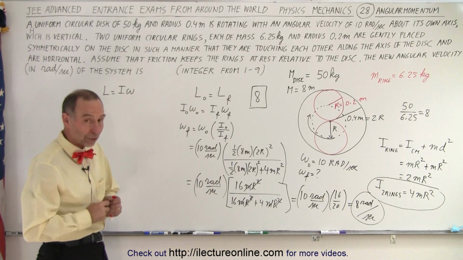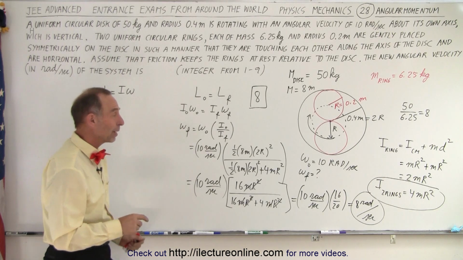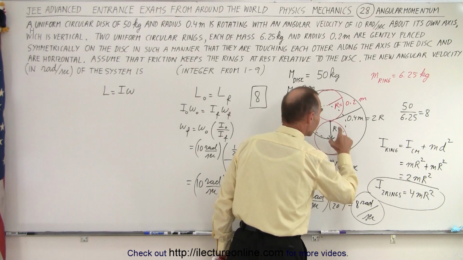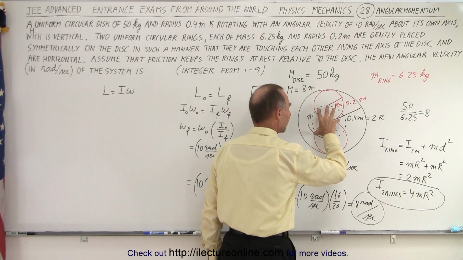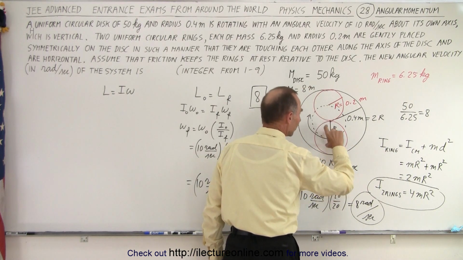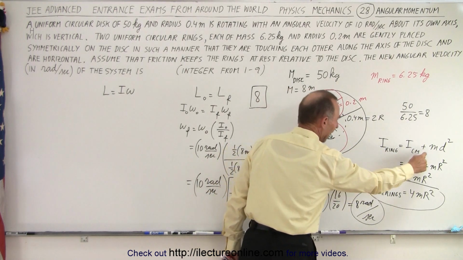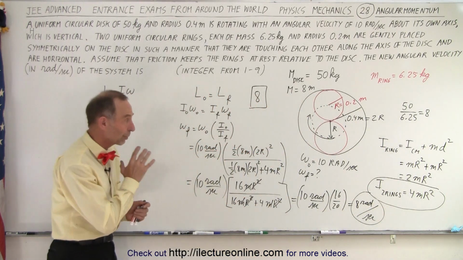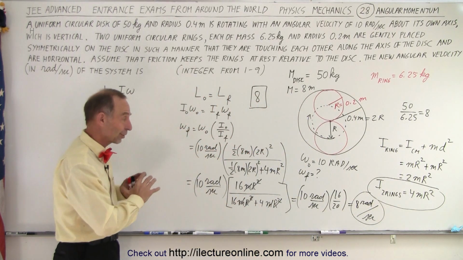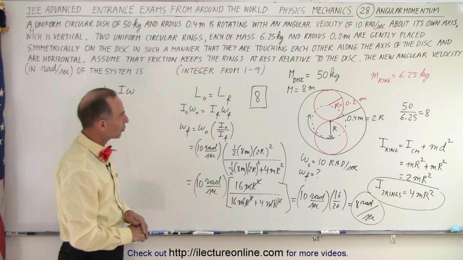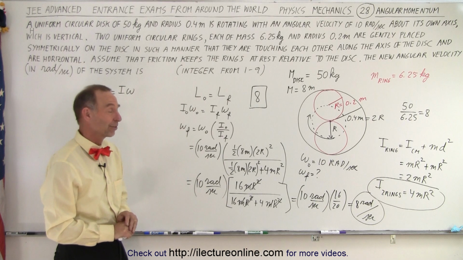And again, the only way you're going to get this problem right is by using the parallel axis theorem for the moment of inertia of the rings. You take a ring, put it right there, find that moment of inertia of the center of mass, and then move it a distance r, and then you have to add the plus md squared term to get the proper value for the moment of inertia of the rings. If you don't do that, you don't get the right answer, and that would be a tragedy if you're trying to do well on this test.